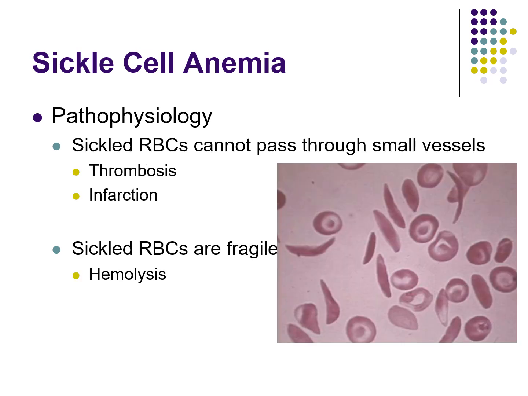Why do the sickled RBCs cause this? Because they cannot pass through the small blood vessels. They may cause acute hypoxia, thrombosis in different areas of the body, infarction in the brain, myocardial infarction, vasoocclusion, bone infarcts, and also the sickled RBCs are fragile, as we have said, thus leading to hemolysis and a picture of hemolytic anemia.